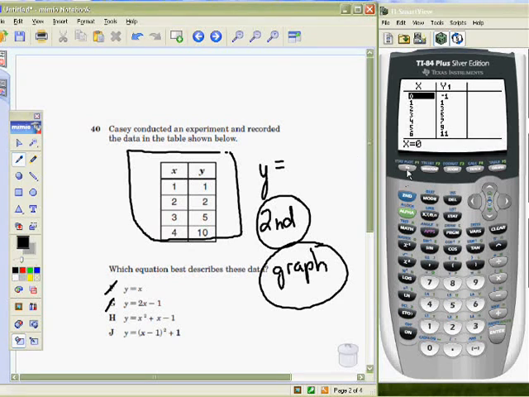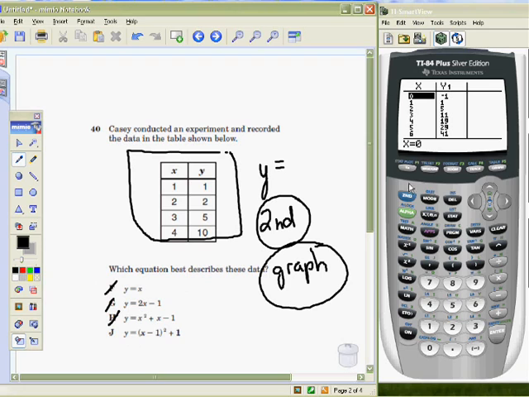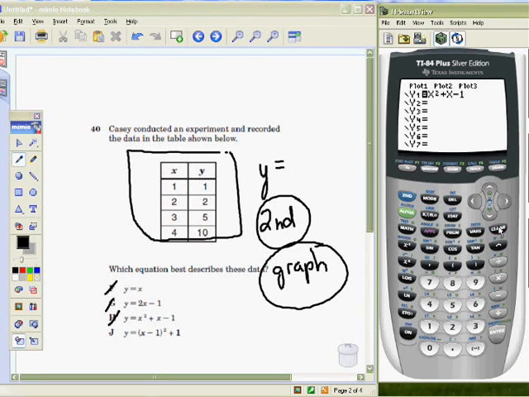Let's try H. Y equals, clear it out, x squared plus x minus 1. Second graph, let's examine it. 1, 1, that's good. 2, 5, doesn't match. So looks like it's going to be J, but as I've already said, let's look at all the choices and make sure. That'll eliminate errors on our part.